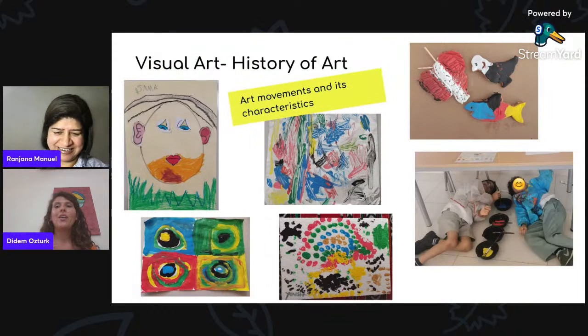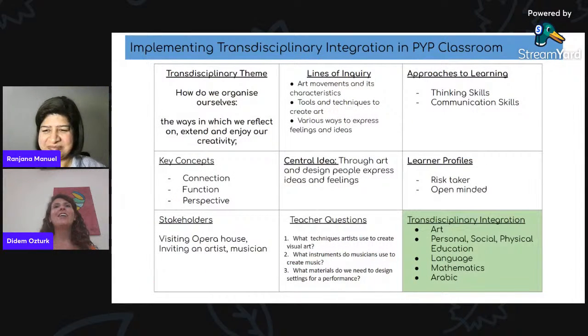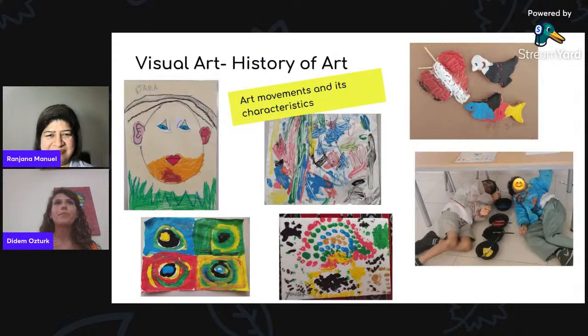All right. Now, when it comes to implementation, I talked about the unit of art. It was one of the units that I really enjoyed, and I felt it was a really good transdisciplinary unit. I wanted to add some pictures from my classroom, the outcomes, and students' learning. There was a connection between visual art and the history of art, where we focused on Picasso, George Seurat, and different artists, and students had different experiences. This plays into the lines of inquiry, art movements, and their characteristics.